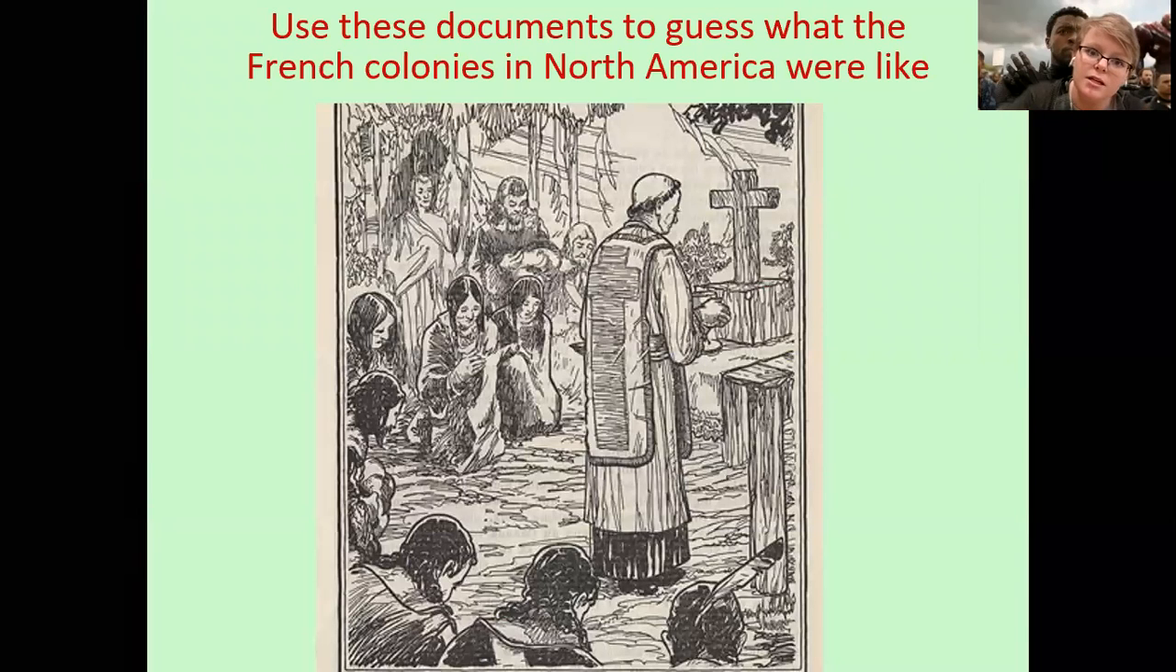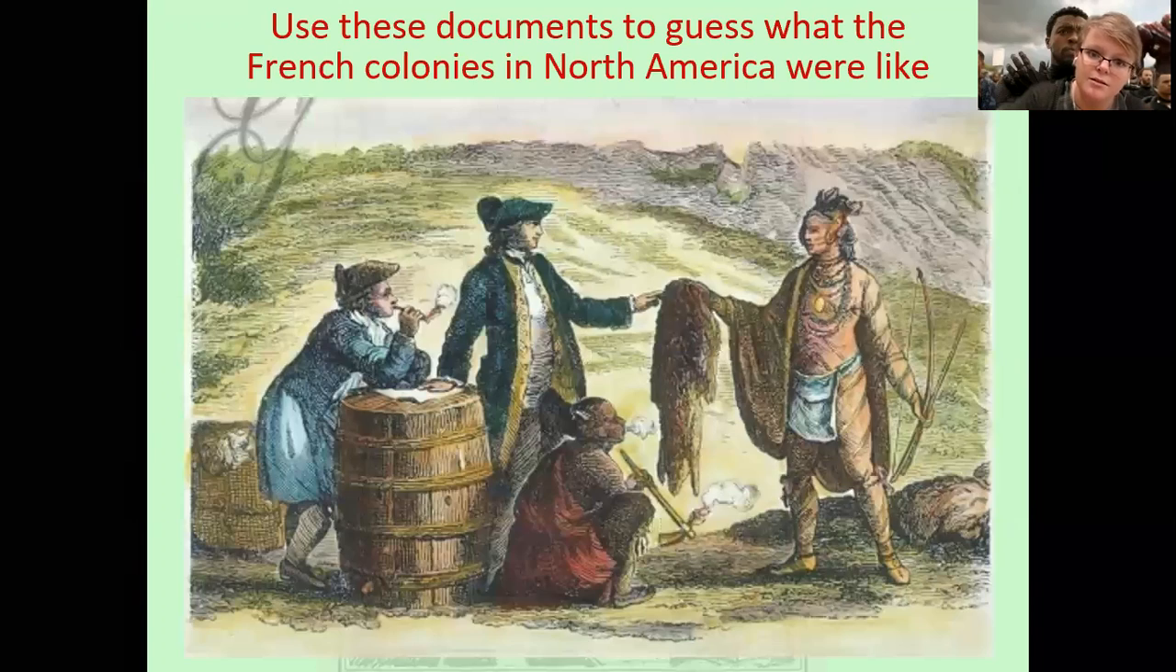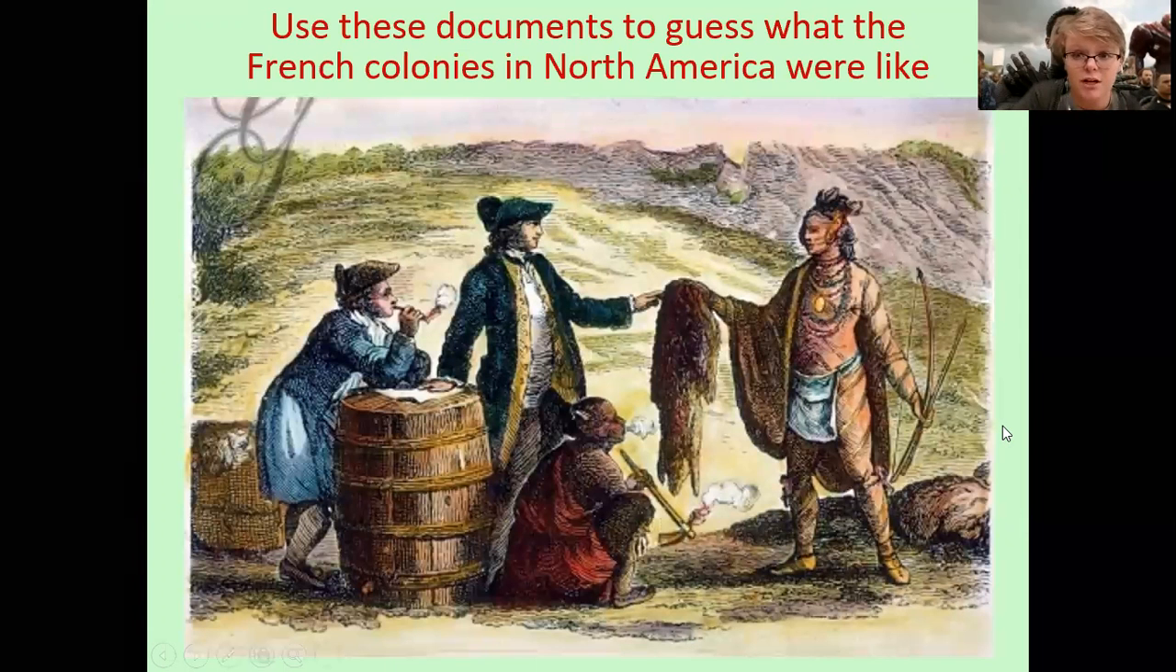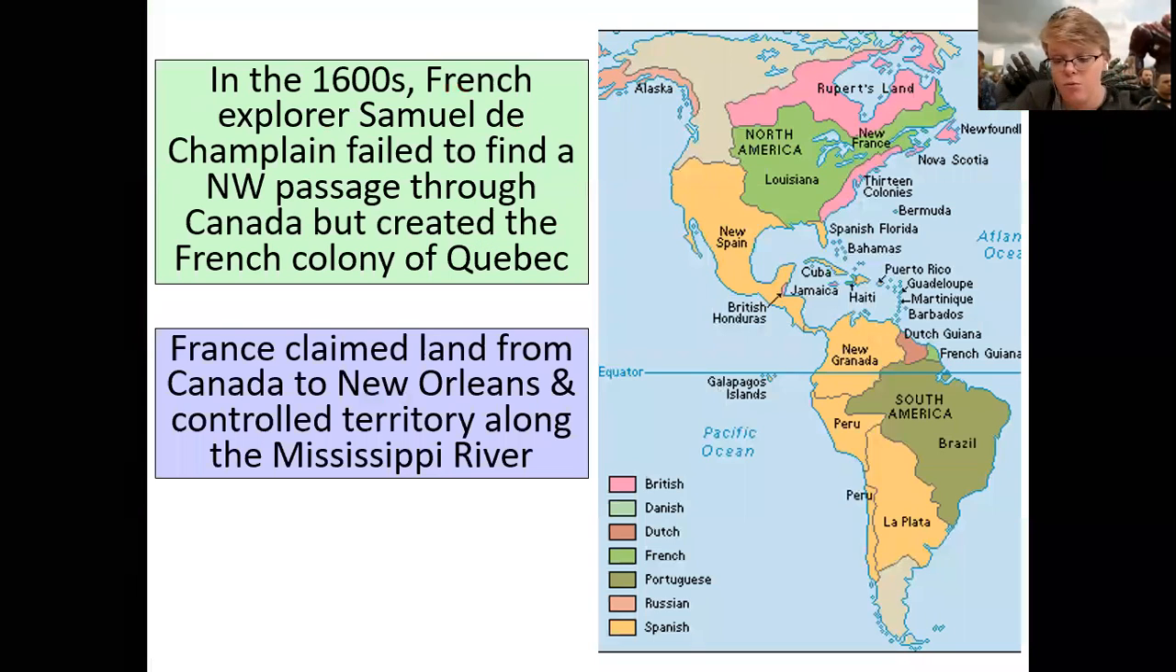Use these documents to guess what the French colonies in North America were like. We're not going to do that. But you can kind of tell, very religious. They converted natives to Catholicism as well. The French got along well with the natives. There were wars. They took over land, but they got on pretty well with them.